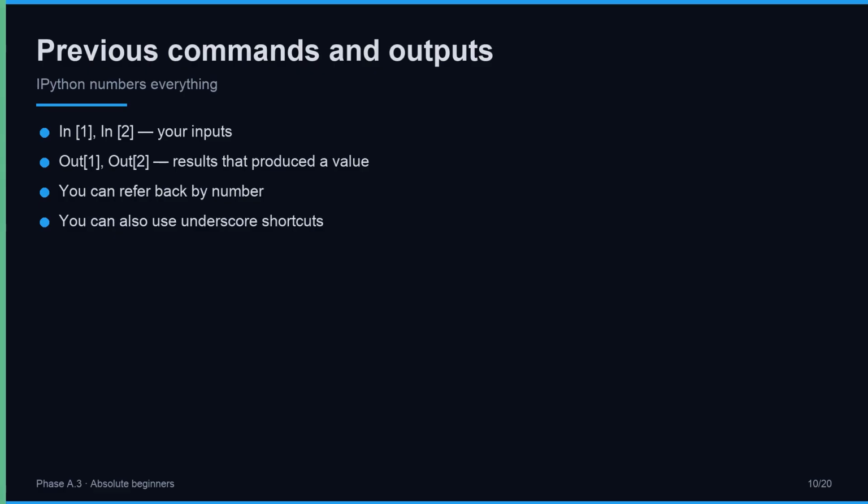When a line produces a value, you also get out with the same number. You can refer back by number, or use underscore shortcuts for recent outputs. Especially remember, in 1, in 2, your inputs. Restate it once in your own words if you like, then continue.